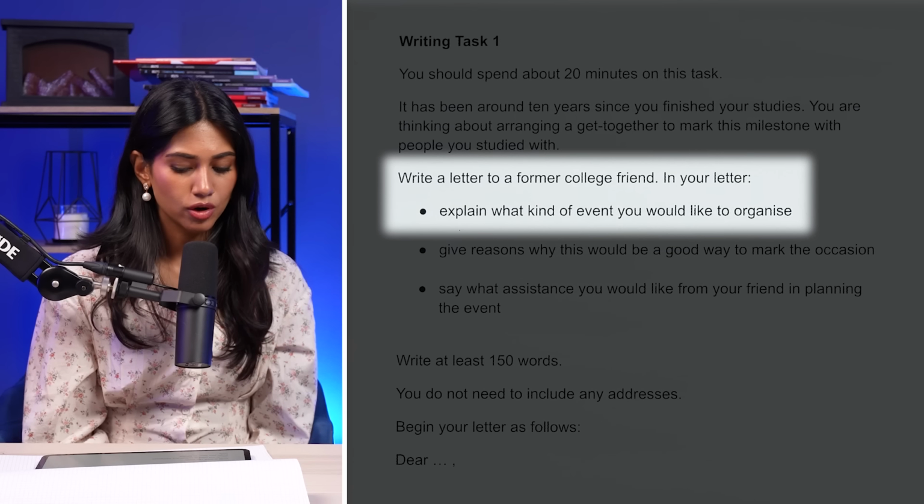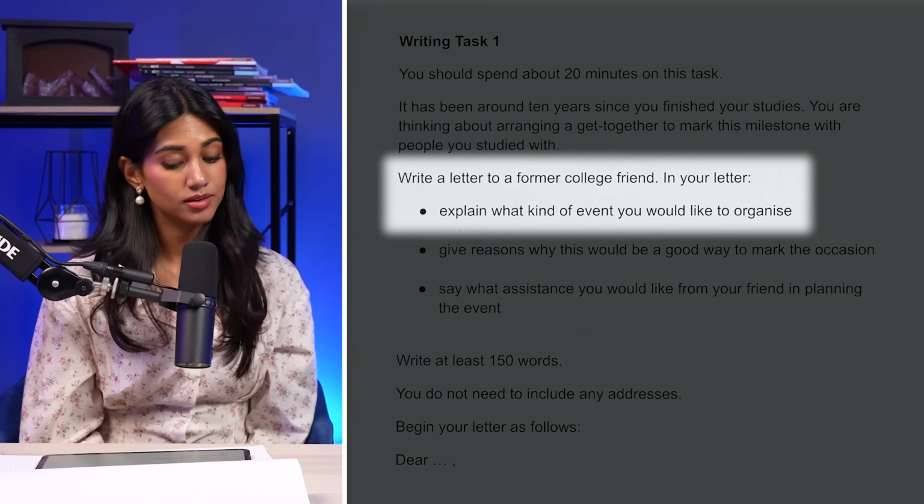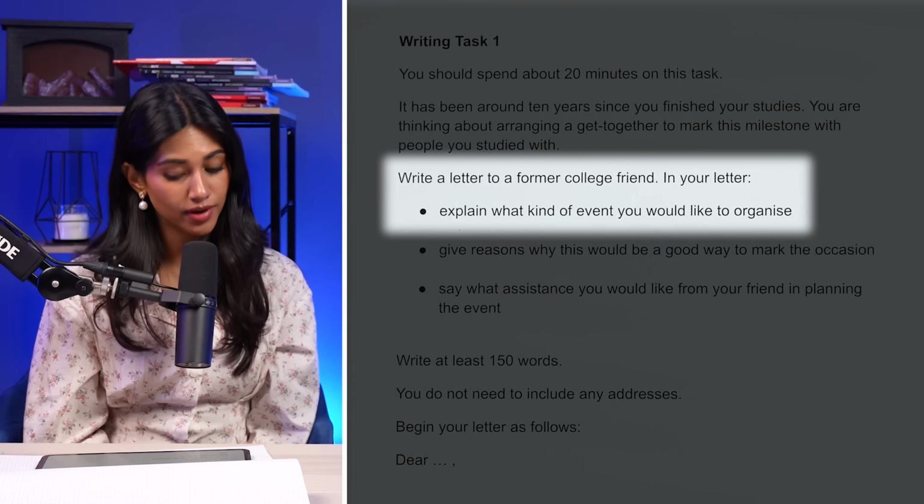Okay, so continue. Write a letter to a former college friend. In your letter, number 1, explain what kind of event you would like to organize. Okay, so any questions about that? What kind of event do you think that you would organize for that? For a 10-year reunion. And pick the thing that's easy for you to write about.